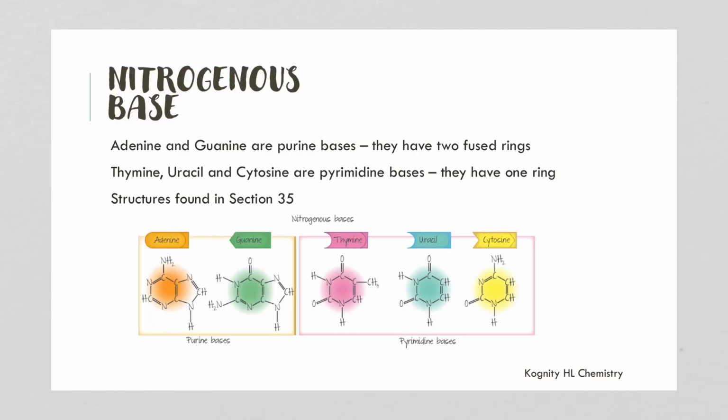And the final and third component is the nitrogenous base. There are 2 bases that are known as purine bases. Those are adenine and guanine, and they have 2 fused rings, so they're right here. Thymine, uracil, and cytosine are pyrimidine bases. They only have 1 ring. All of these structures are found in section 35 of the IB chemistry data booklet, so you don't need to memorize these structures.